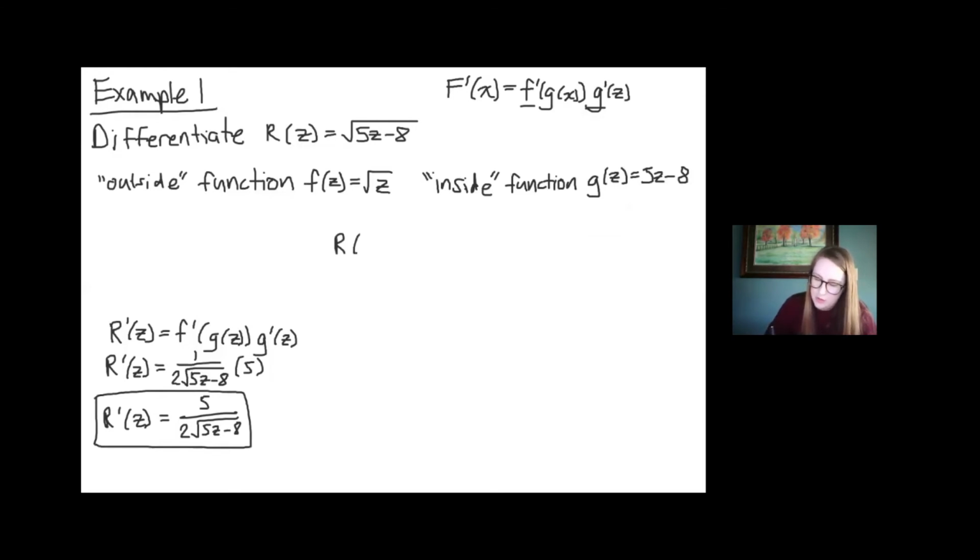Okay, so if we have this function r of z equals 5z minus 8 to the 1/2 power, which is the same as the square root of 5z minus 8. This is our inside function. The 1/2 power or the square root is the outside function.